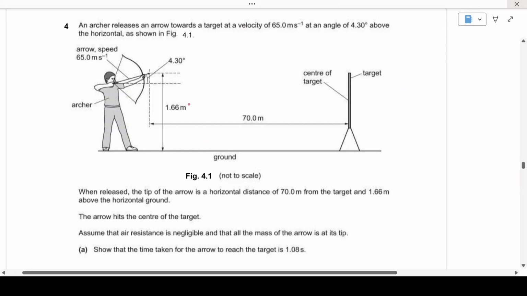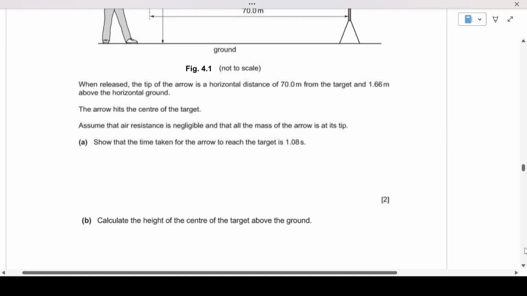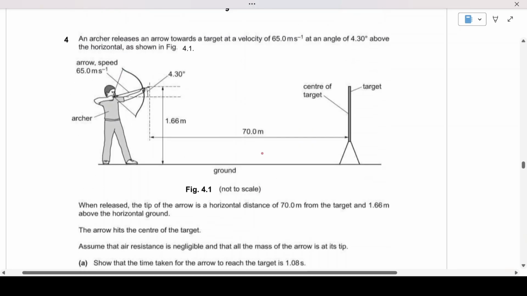This is a question we have done already, but let's go through it anyway. Show that the time taken for the arrow to reach the target is 1.08 seconds. This is projectile motion. You're provided with the initial velocity at an angle of 4.3 degrees. Let us draw the two components.